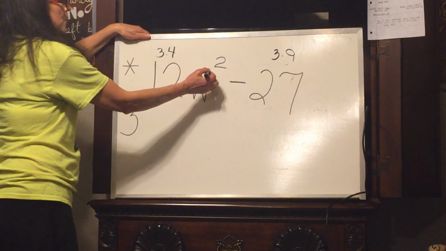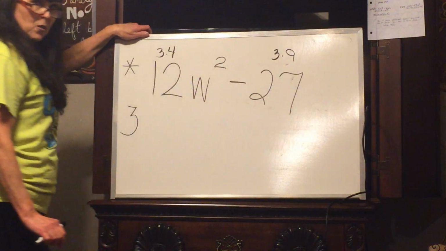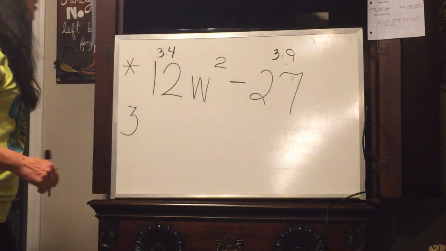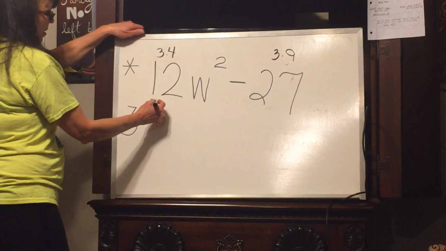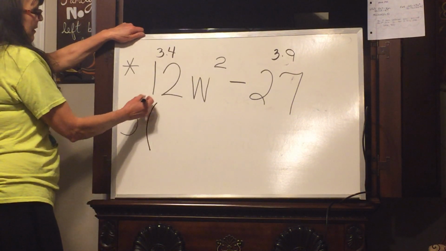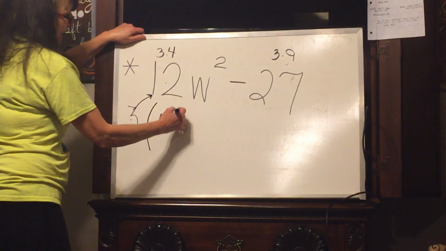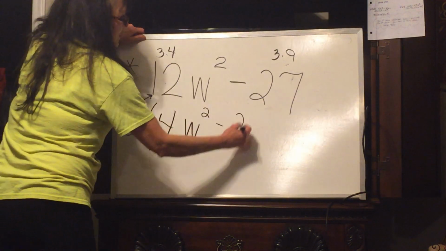Now let's check our variables. W to the second power or no W's. Smallest exponent wins. So that's going to be no W's, so you don't write any down. What do you do with that number? Divide it. 3 will go into 12 4 times. Bring down your W squared minus 27.